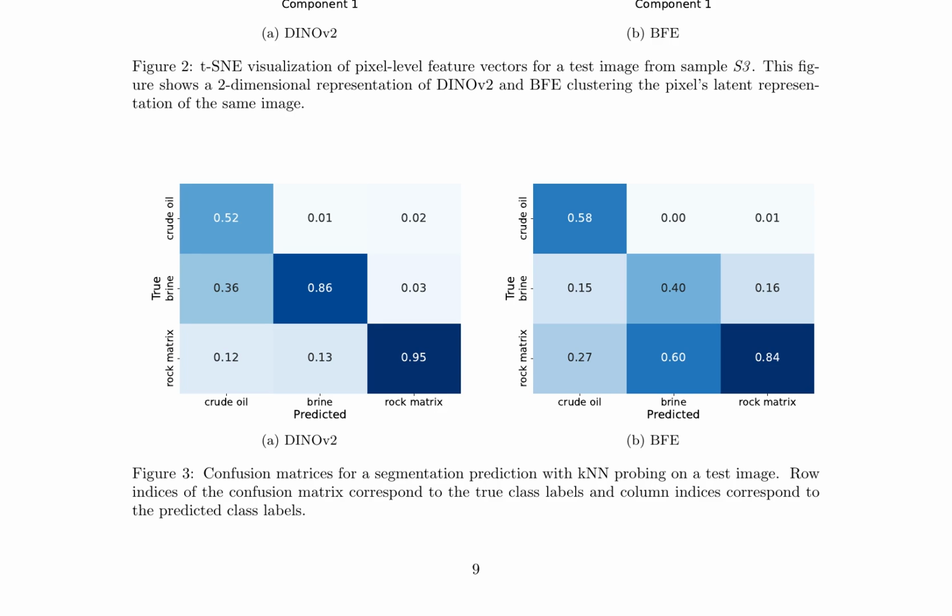DINOv2's confusion matrix shows higher accuracy in predicting crude oil and rock matrix, with fewer misclassifications compared to BFE, indicating that DINOv2 models are more effective at separating the 3 components in the dataset. However, overlaps between some instances lead to confusion and misclassification of certain pixels, as seen in Figure 3a. This suggests that model refinement, such as adjusting the architecture or training parameters, could improve differentiation between components and achieve optimal performance. The evaluation highlights the strengths and limitations of the segmentation models, emphasizing the need for further refinement.